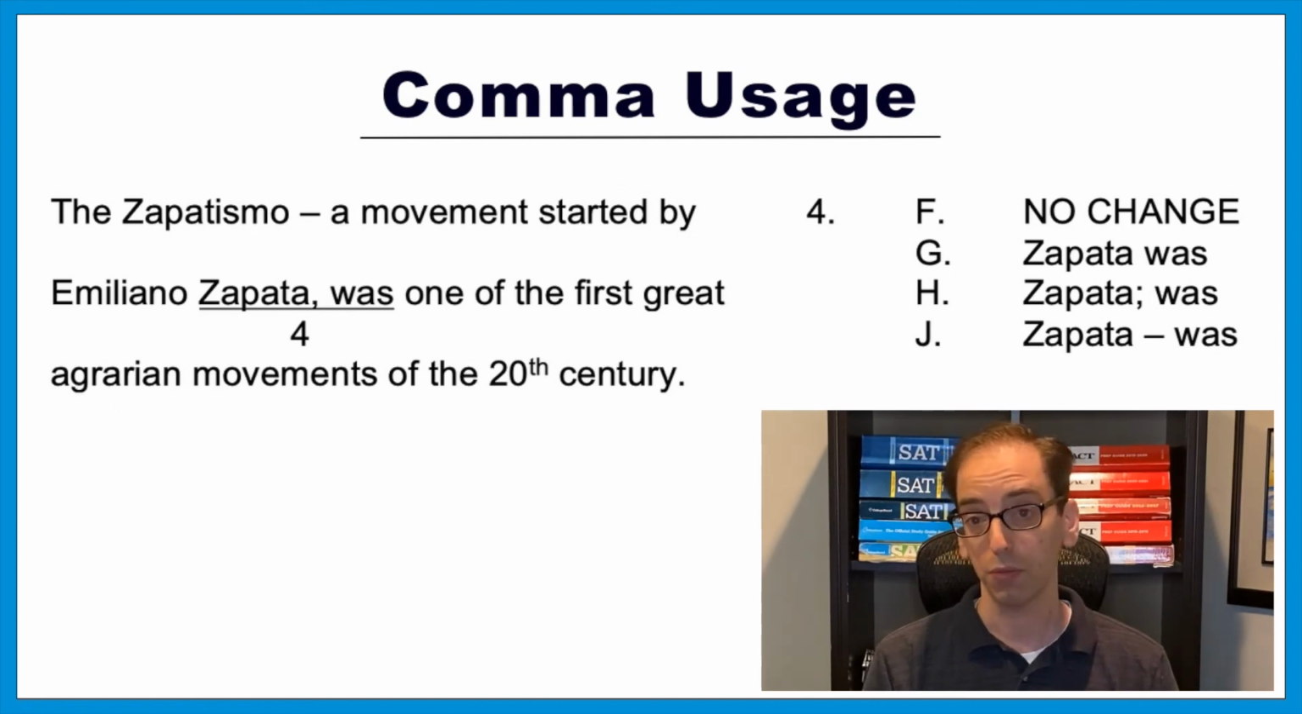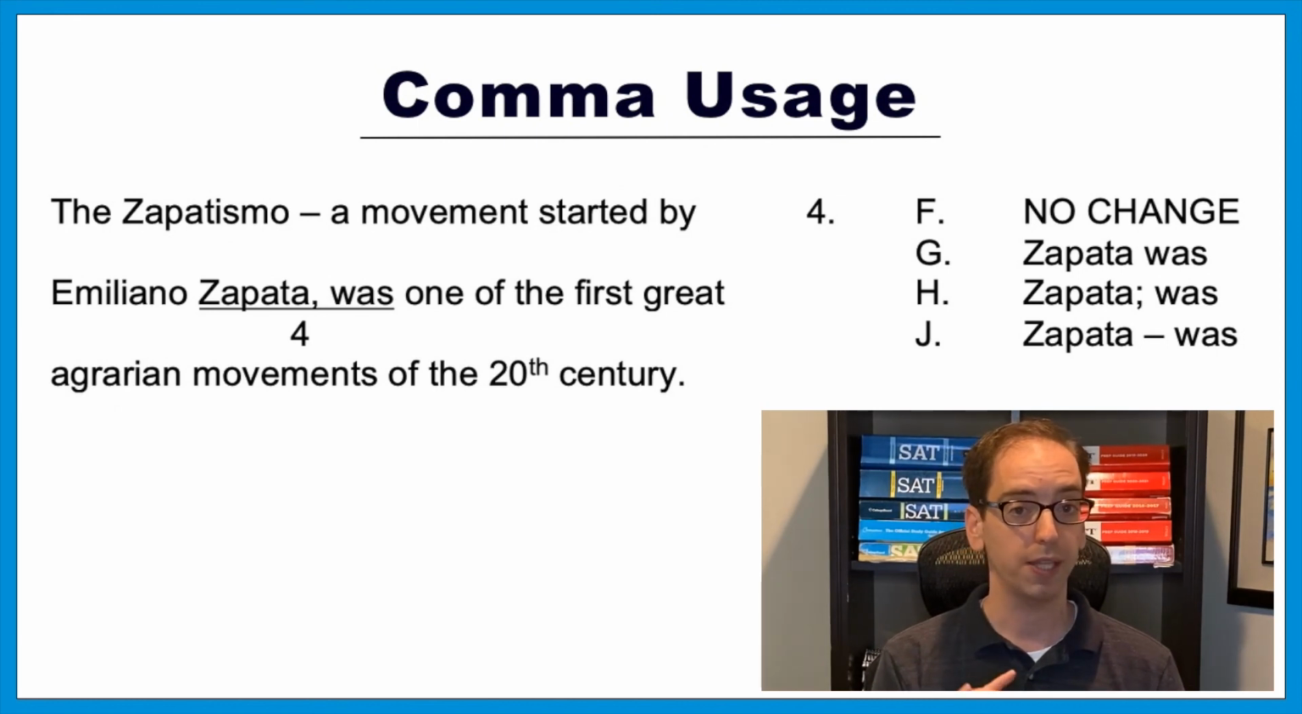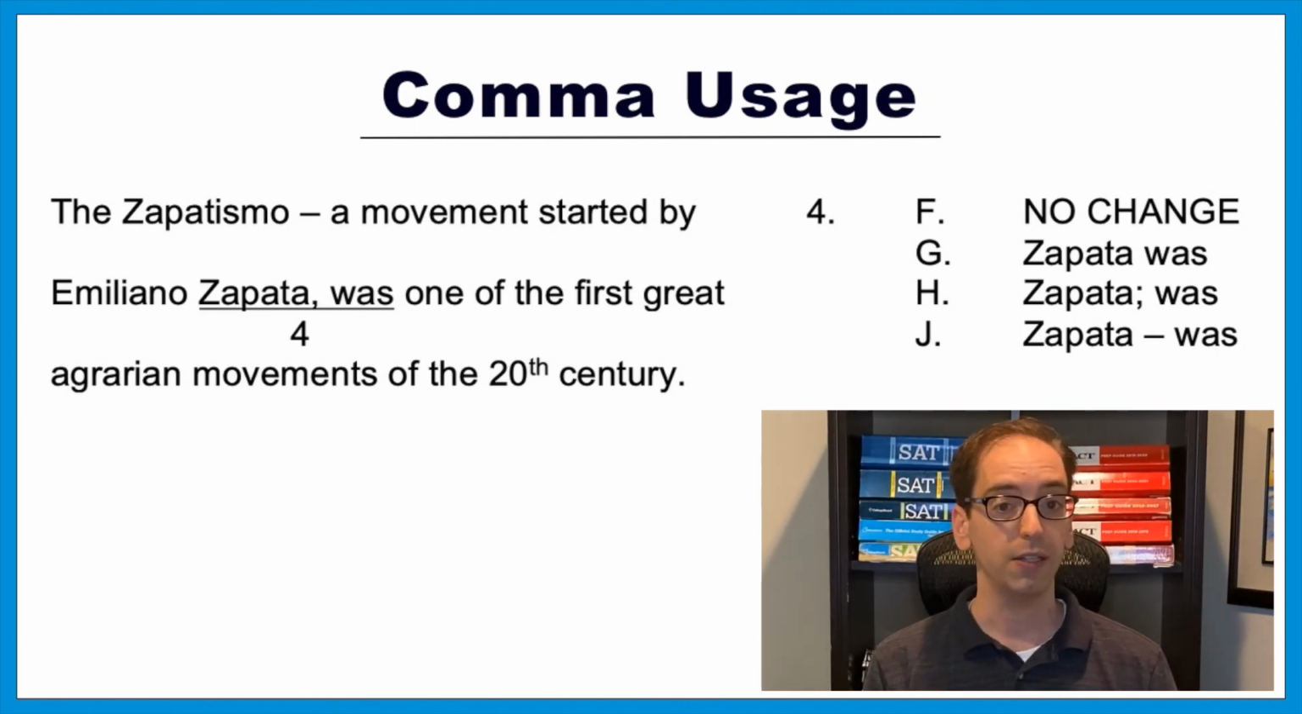Let's prove it. We'll read it without that portion. The Zapatismo was one of the first great agrarian movements of the 20th century. Totally fine. But look at what they're doing. They're starting that chunk with a dash. That means you have to end it with a dash. So the answer is J.